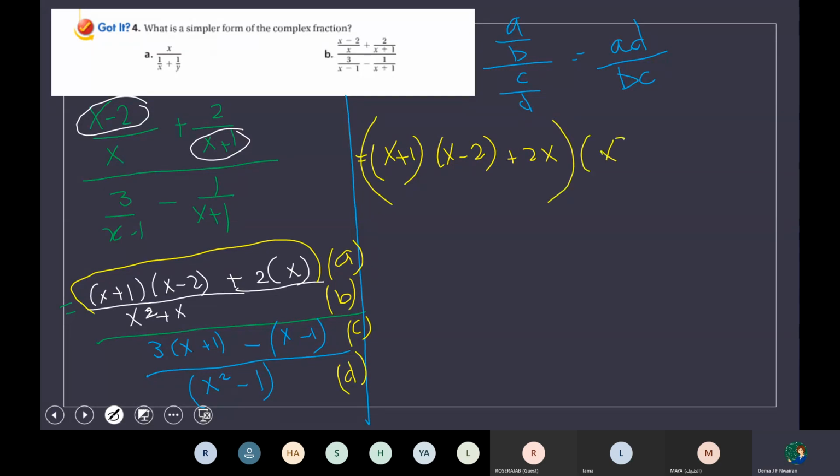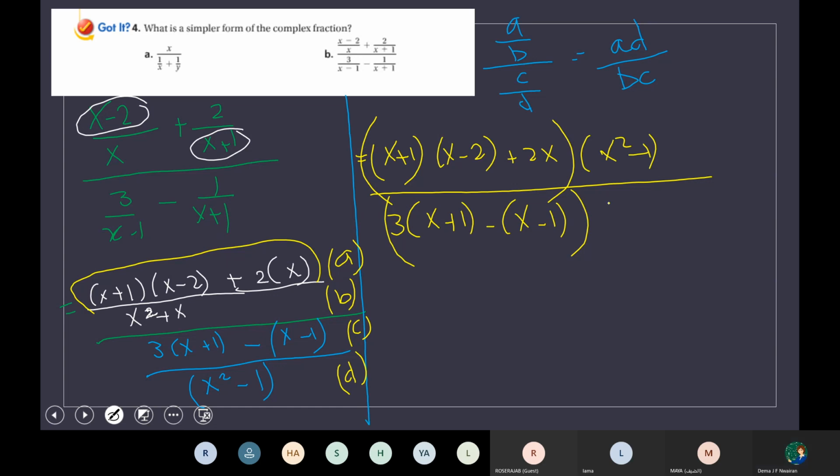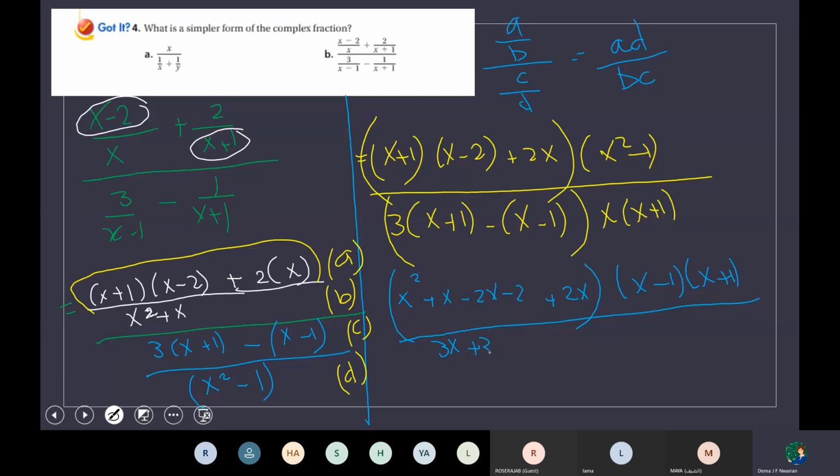These are multiplying with X squared minus 1 over 3 times X plus 1 minus X minus 1 times X plus 1 or X squared plus X. Then after that, let's quickly try to simplify them. It will be X squared plus X minus 2X minus 2, these are now plus 2X, multiplying by X minus 1 times X plus 1 over 3X plus 3 minus X plus 1 times X plus 1. This one and this one cancel each other. Here now, X squared plus X minus these two X and this one, it also cancel each other.